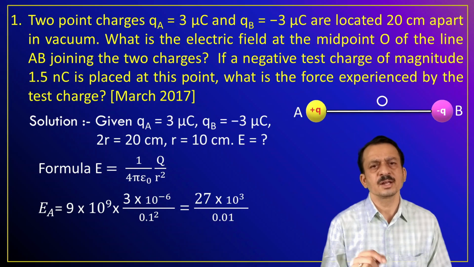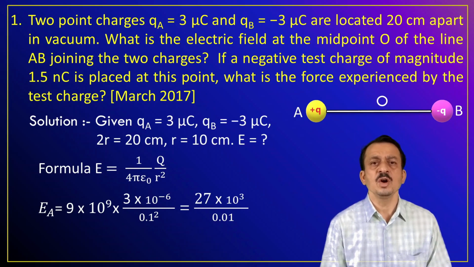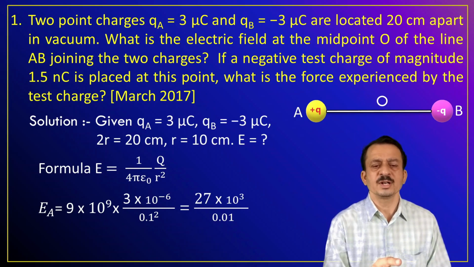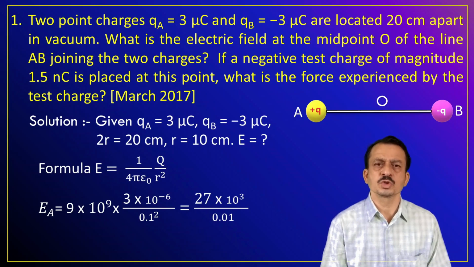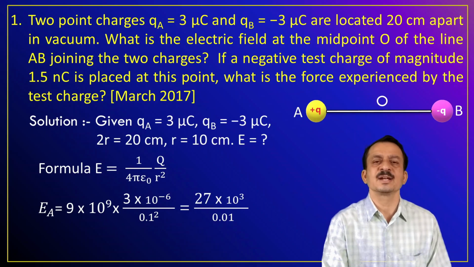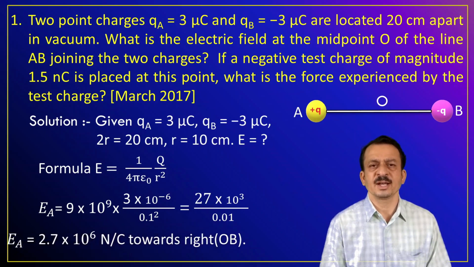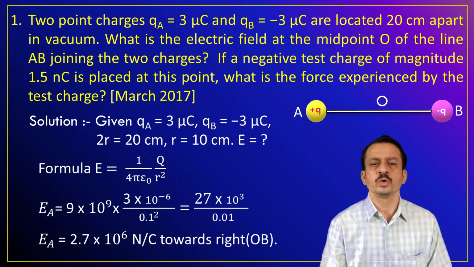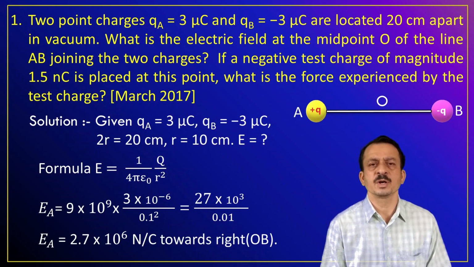Now the denominator can be written as 1 into 10 raised to minus 2. So 27 into 10 raised to 3 minus 2 goes to the numerator. Therefore it is 27 into 10 to the power of 5. If I write it in scientific notation, the electric field at O due to the positive charge at A, which I will represent as EA, is equal to 2.7 into 10 to the power of 6 newton per coulomb. There is one more unit, volts per meter, that we will study in the second chapter.